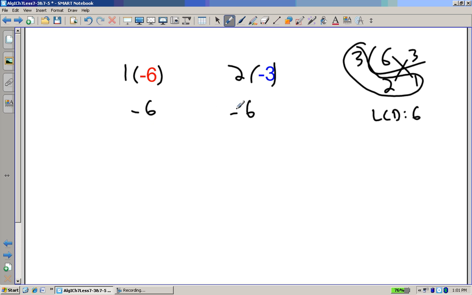Now, both of these are negative. I don't want that. So I'm going to make one of the factors that I'm multiplying by negative. So -1 times -6 is a +6. Now I have opposites. So you can see either way will work, and it just depends on the situation as to which one you would want to do.